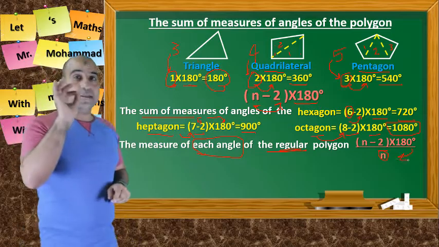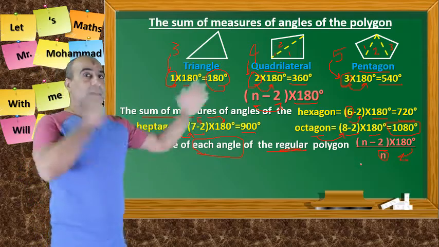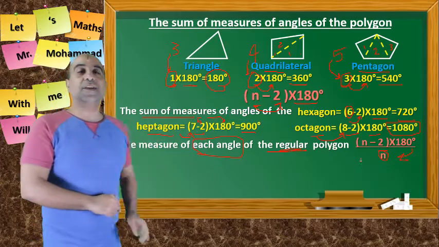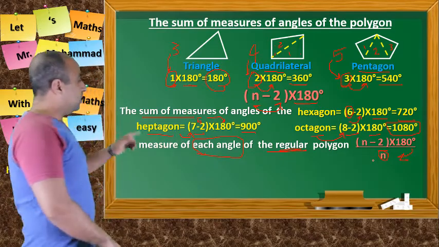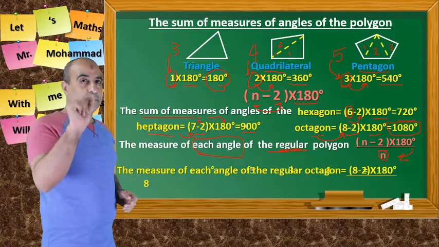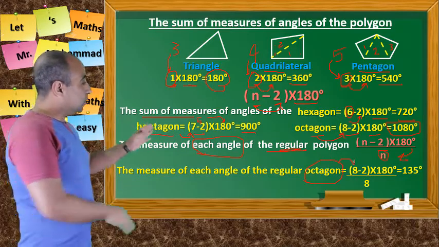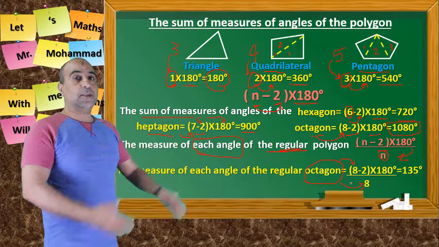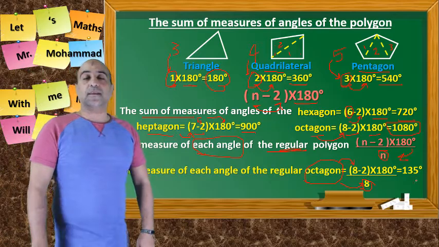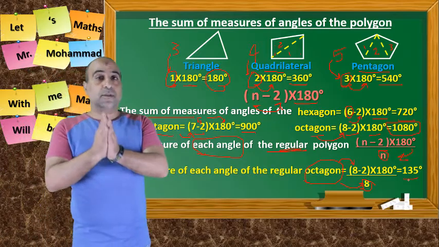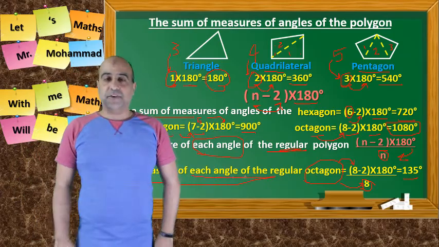Then the rule for the regular polygon will be (n minus 2) multiplied by 180, the sum of all angles, divided by n, which is the number of angles. For example, we will take just one example on the octagon. The octagon, n equals 8. The number of angles equals the number of sides, which is 8. So (8 minus 2) multiplied by 180, all divided by 8, is equal to 135. Then in the regular octagon, the measure of each angle is equal to 135 degrees.